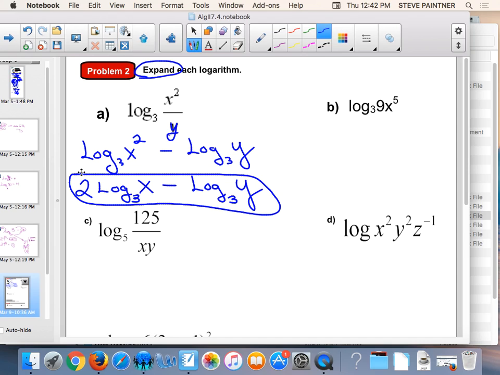So an expansion is you starting with 1 log and you breaking it into many logs. Could be 2, 3, could even be 4. Okay. So number 1 is done, or A is done. How about B?